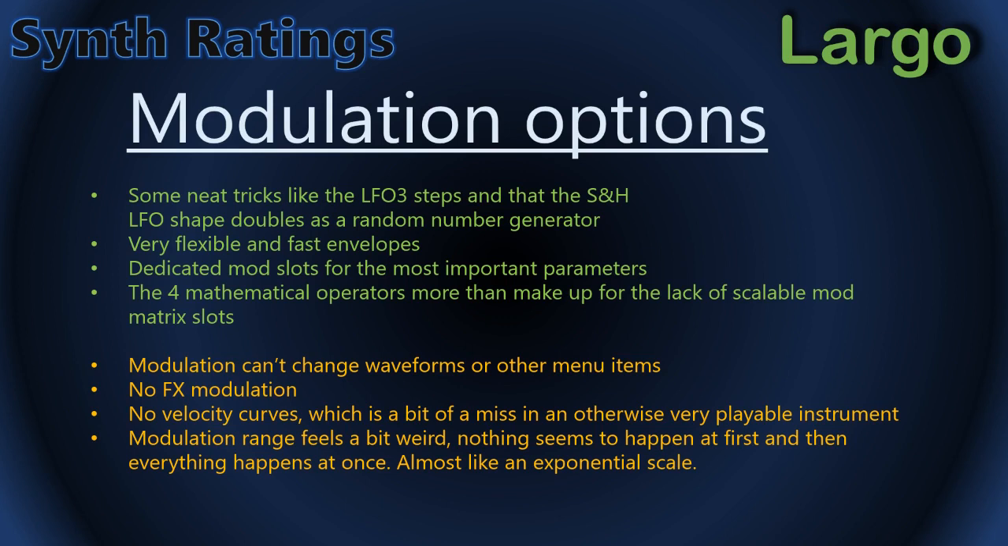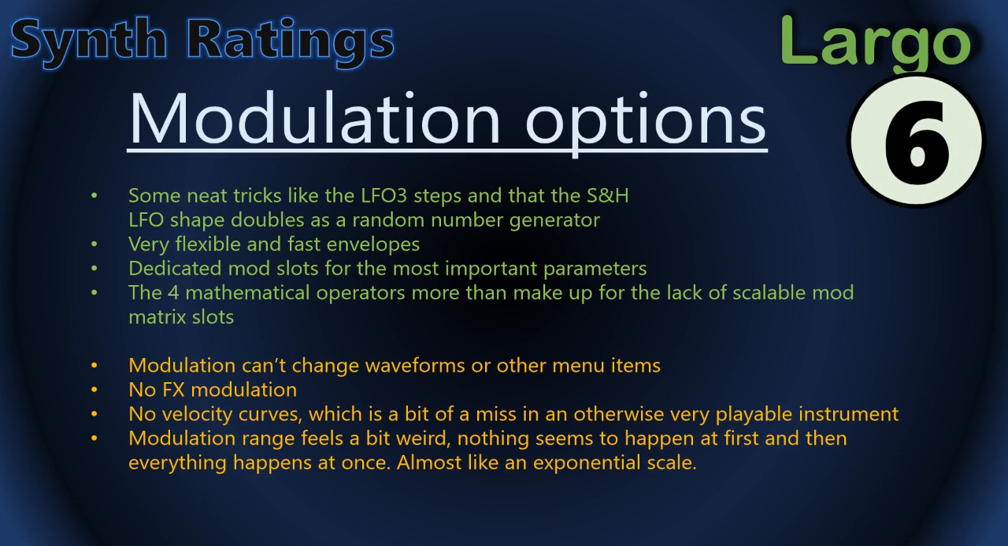Finally, the modulation range just feels a little bit weird. When you turn up a modifier, nothing seems to happen at first, and then when you get around halfway, everything happens at once. It almost feels like it's sort of an exponential scale and not a linear one. That just takes a little bit of getting used to. Largo gets a 6 in the modulation options department.